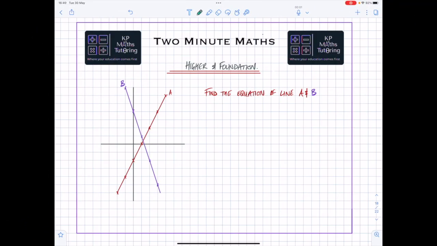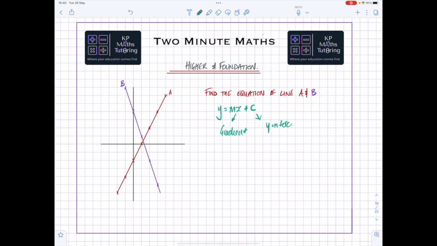Really quick video here on finding the equation of a line. This could be done with coordinates, but it could also just be done with a line drawn. So let's just do it based on this line drawn. The first thing we know, we need to put it in this format: y equals mx plus c. So you need to know the gradient and you need to know the y-intercept.